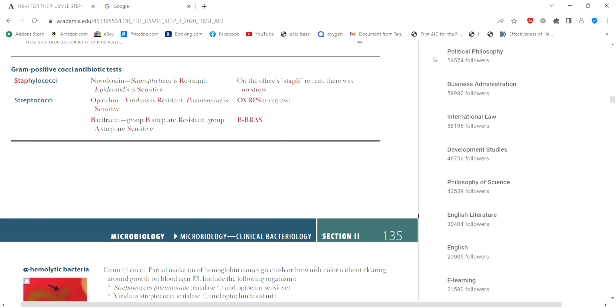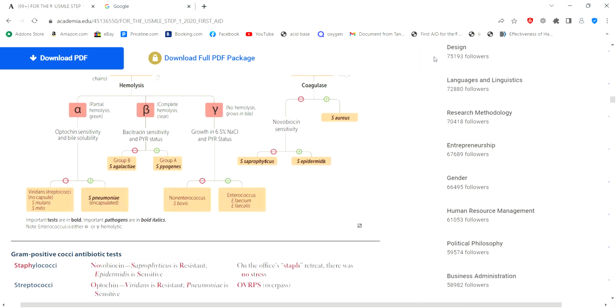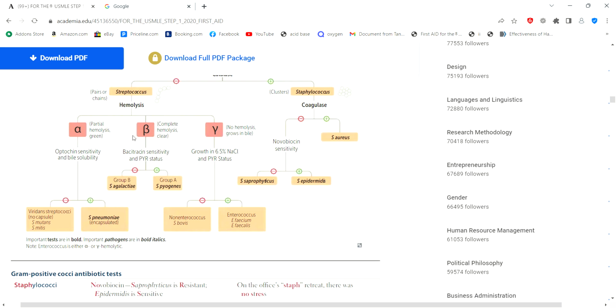It's easier to remember. I just wrote in the areas for Group B strep, like Group B strep agalactiae and Group A strep. Under Group B strep, I wrote that it is PYR negative, and also wrote bacitracin negative. And for Group A strep, I just put bacitracin positive with a plus, and then PYR positive with a plus. So it just helps you remember.